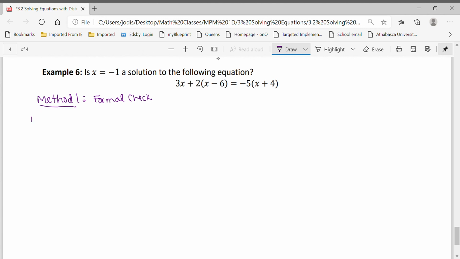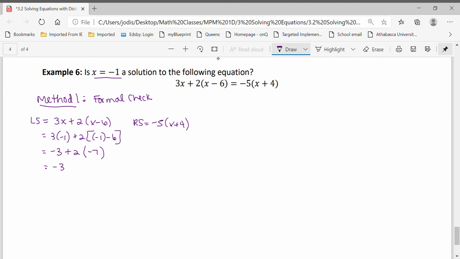Okay, this one we do our left side and our right side. So the left side was 3x plus 2 times x minus 6, okay, and the right side was negative 5 times x plus 4. So we're going to just sub in x equals -1. So wherever we see an x, we need to put in a -1. So in this case, 3 times -1 is -3, plus 2, bracket, -1 minus 6 is -7. So then multiplying first, 2 times -7 is -14, and we've got -17 here.